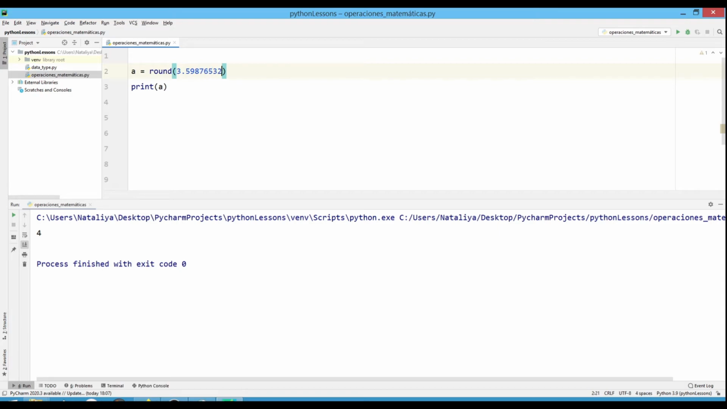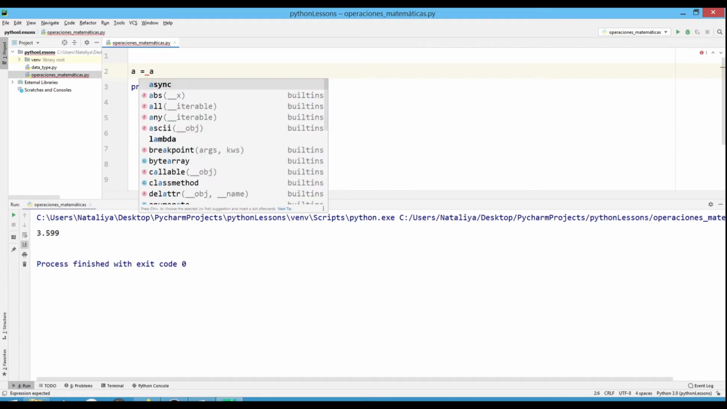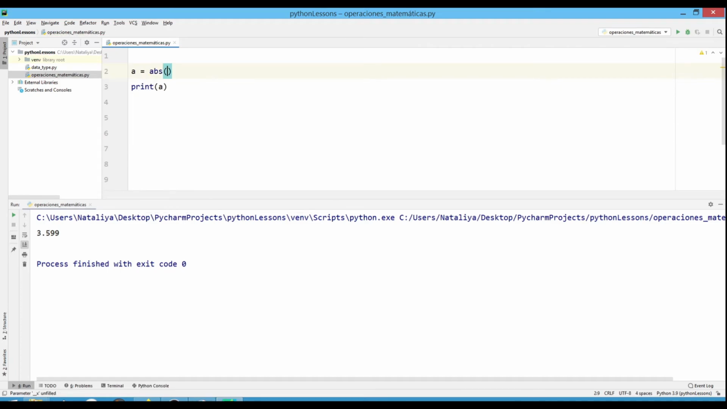Round can also round to a fractional number. To do this, you need to specify the number of digits after the decimal point. The built-in function abs takes a number's modulus. It removes the minus sign before the number.